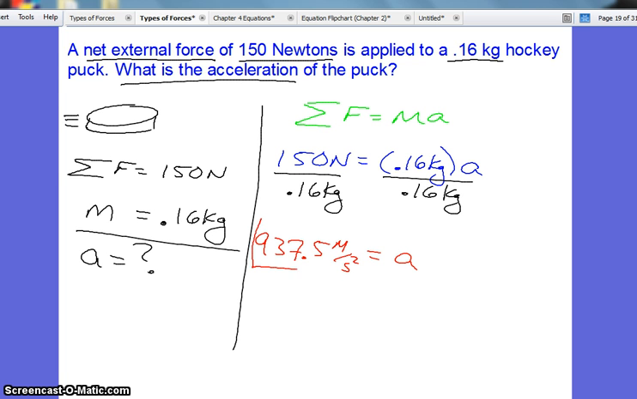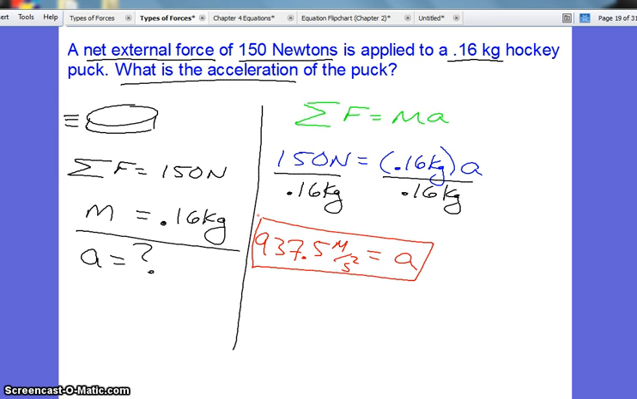I know it seems like a very large number, but these numbers are accurate. A hockey puck actually is 0.16 kilograms, and 150 newton force is not a very large force in terms of the scale of newtons. An average person might be about 700 newtons, so it's not a very big number. It's acted upon over a very small amount of time. The hockey stick is not in contact with the hockey puck for a very long amount of time, and so it does speed up rather rapidly.